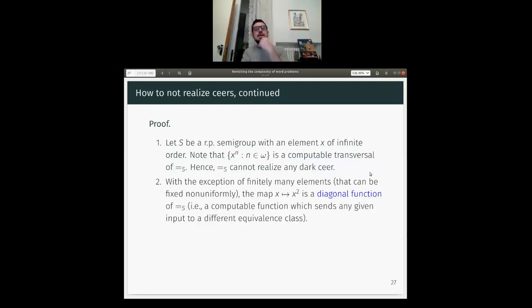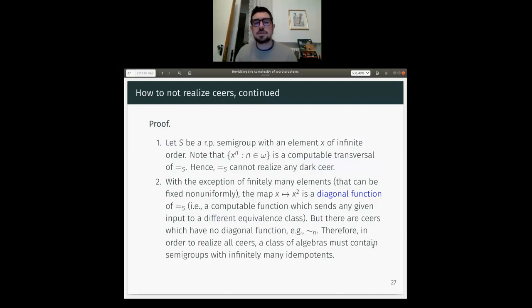Okay. Now let's see the other example. Remember, we'd like to show that the class of recursively presented semigroups with only finitely many idempotents cannot realize all the SIRs. The idea is that if you have a semigroup with only finitely many idempotents, you can fix them non-uniformly. And with the exception of these, the map that sends any element to the square of this element will be a diagonal function from the word problem. Now, a diagonal function for a SIR is a computable function that sends any given input to a different equivalence class. The point is that some SIRs cannot have a diagonal function. This is the case of the restriction of provable equivalence in Peano arithmetic to the Sigma n formulas. It can be proved that this SIR cannot have a diagonal function, so it cannot be realized by any semigroup having only finitely many idempotents.